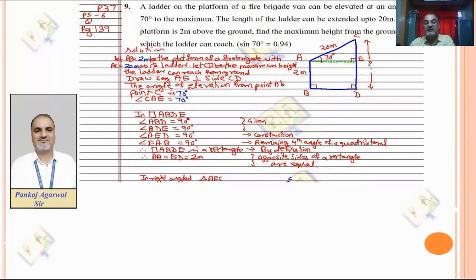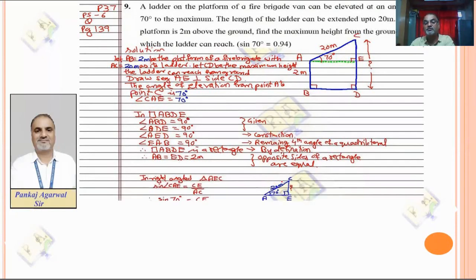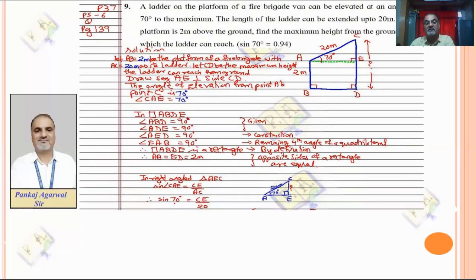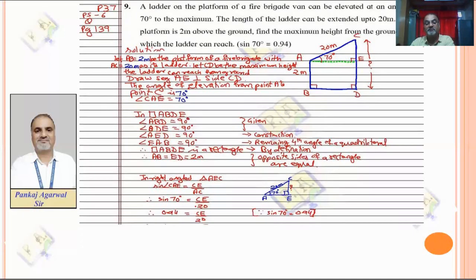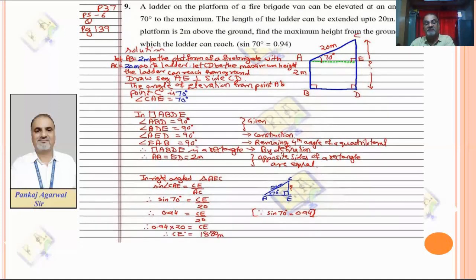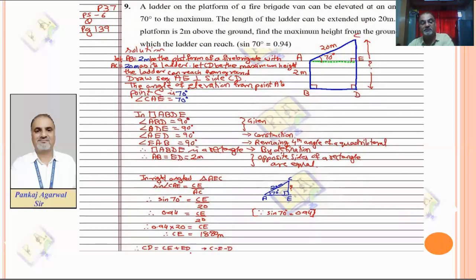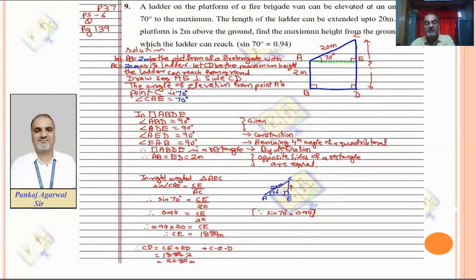In right angle triangle AEC, this time hypotenuse is given and opposite side is asked. Opposite over hypotenuse is sine. Sine angle CAE is equal to CE upon AC. Therefore, sine 70 degree is CE upon 20. Sine 70 degree is 0.94. Therefore, CE is, after calculation, 18.80 meter. Let's calculate CD, which is CE plus ED, because C dash E dash D. 18.80 plus 2 will become 20.80 meter. Therefore, the maximum height the ladder can reach from the ground is 20.80 meter.